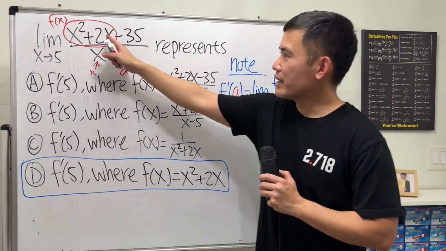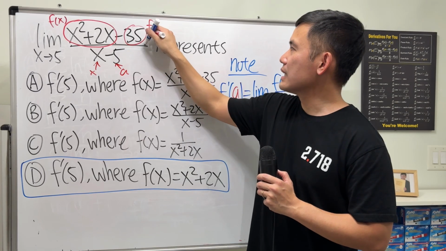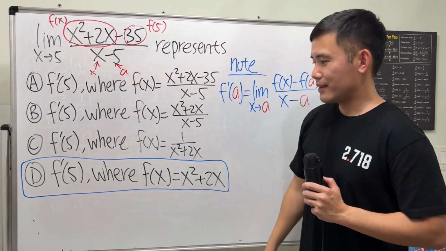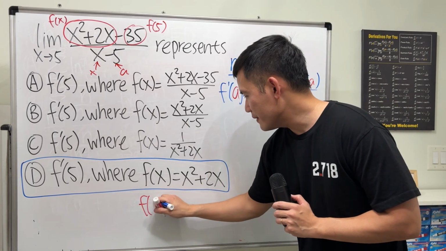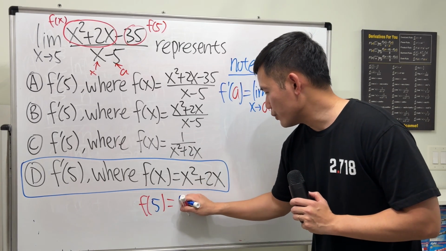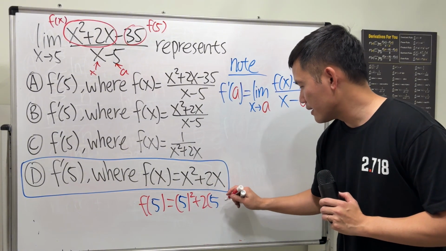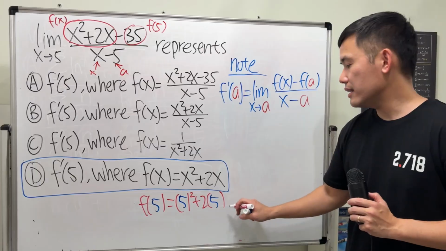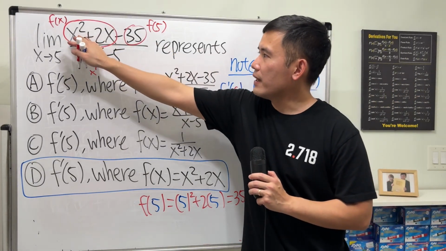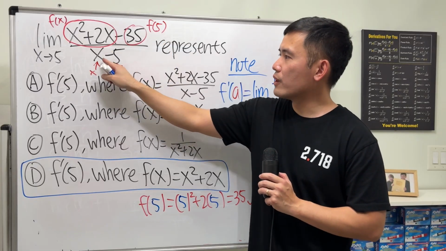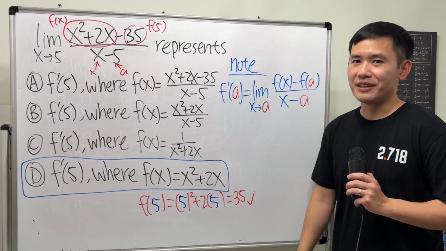So this right here is the function. This right here is subtracting 35. That is our f of 5. Does it work? Well, if this is our function, f of 5 means we do 5 squared plus 2 times 5. That's 25 plus 10. It's of course 35. So we have f of x minus f of 5 over x minus 5. Exactly in this form. So that is the answer.